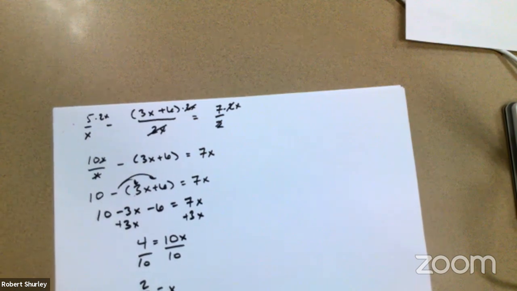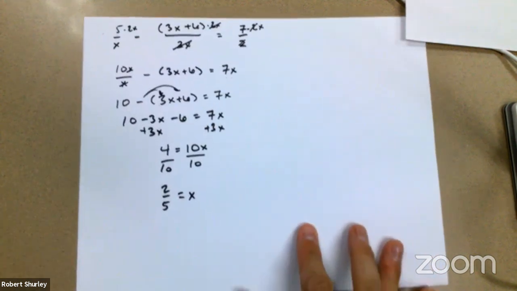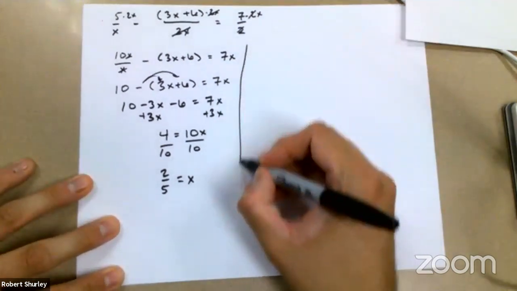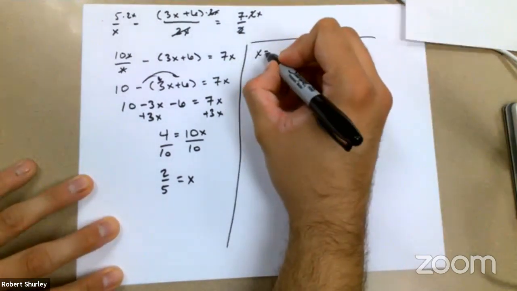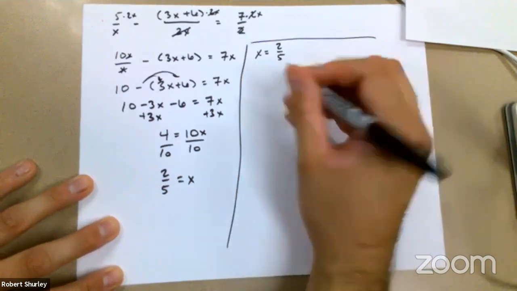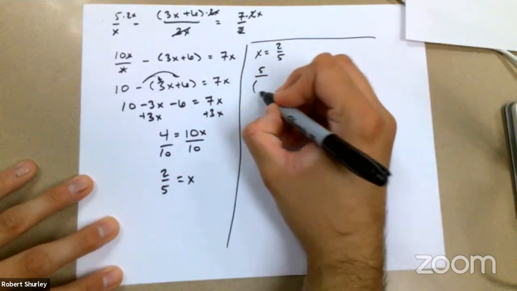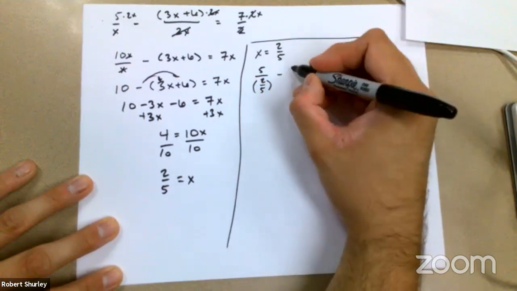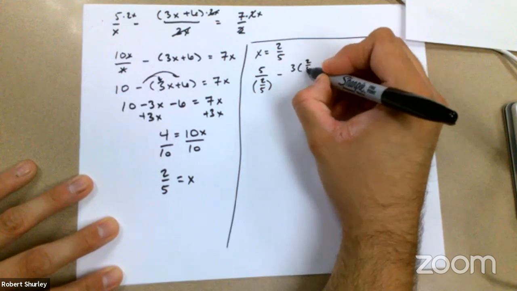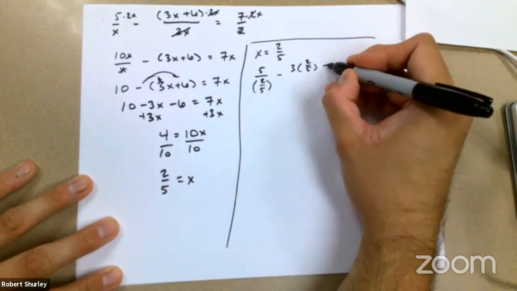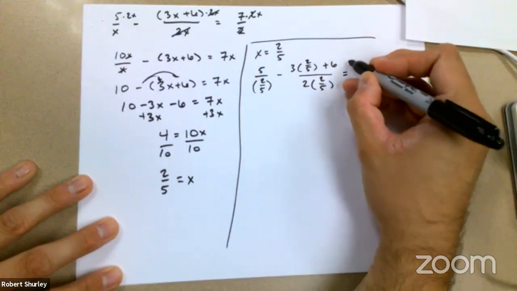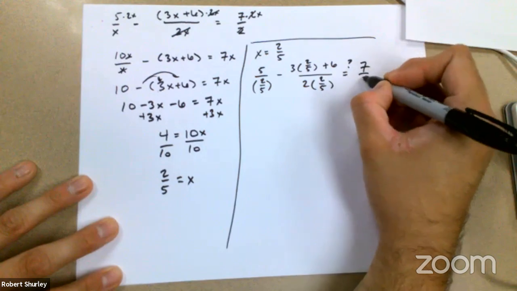Oh, this is not going to be as much fun to check because the solution winds up being 2/5. Hopefully. I am not confident at all here. I'm sorry about not having that in the paper there. I'm not confident at all on this one, but I'm going to check it the same, okay? So now I'm going to check 2/5. If we go back, it's 5 divided by x. So it's 5 divided by 2/5 minus, oh Lord, this is not going to be fun to check, 3 times 2/5 plus 6 over 2 times 2/5. And I want to know, is that equal to 7 halves?